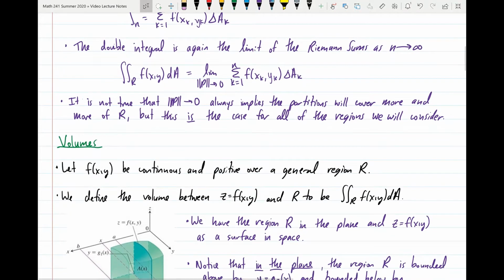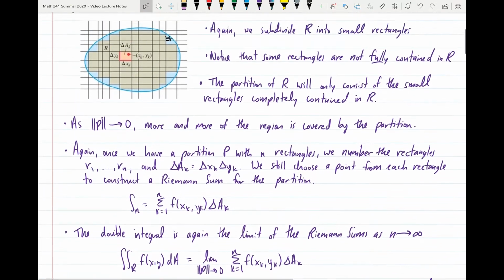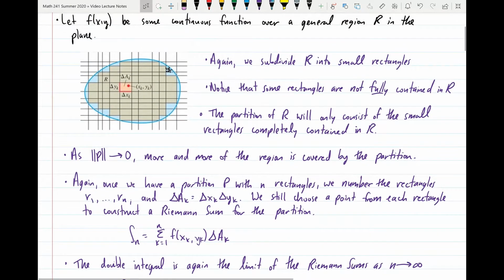It is not true in general that as the norm of the partition goes to 0, the partitions will cover more and more of R. But I tried to give an intuition as to why, as the norm of the partition goes to 0, you cover more and more of the region. And for general regions, that is true.